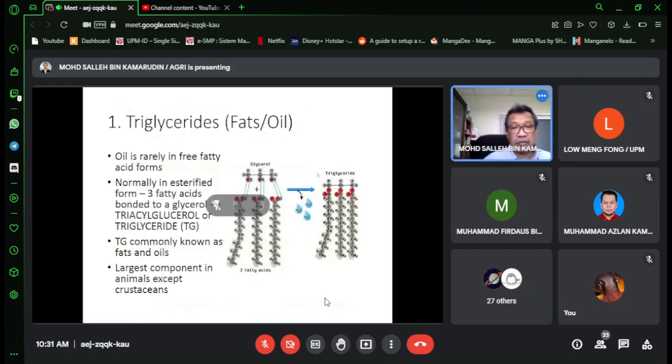Okay, let's go to triglycerides. Saya laju juga hari ni. Saya ingat saya kena laju jugalah, because Ramadan ni tekak kering.